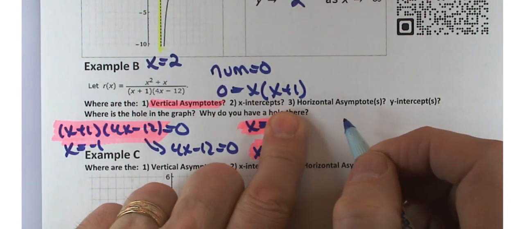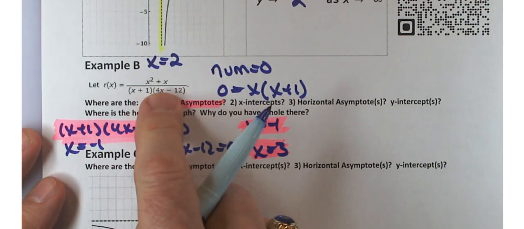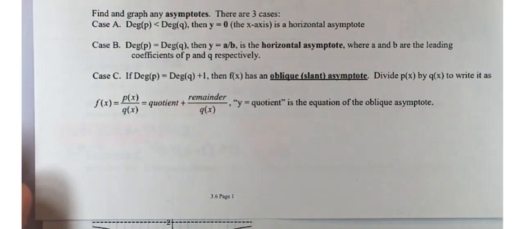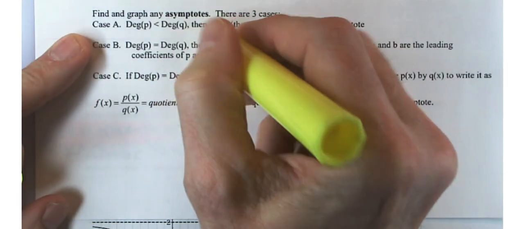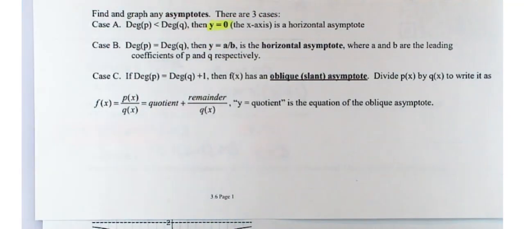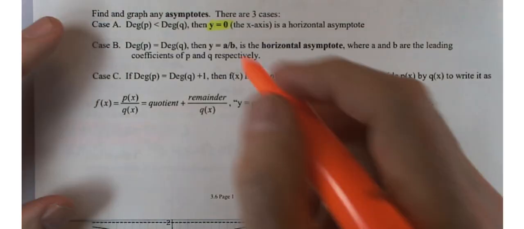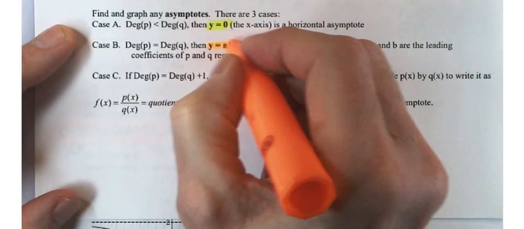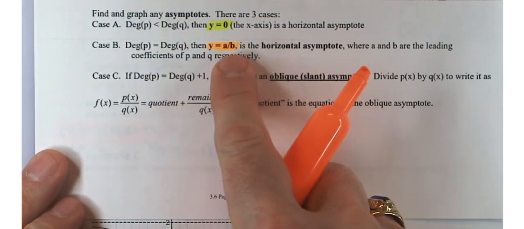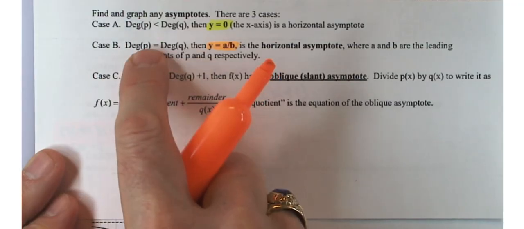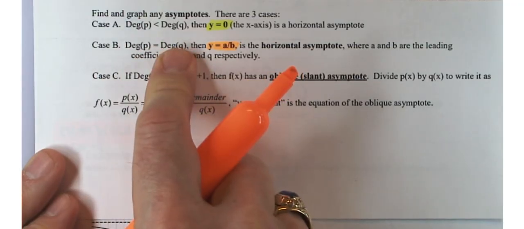Our horizontal asymptotes. Well, we've got 3 cases for horizontal asymptotes. So let's look at those 3 cases. If the degree of the numerator is less than the degree of the denominator, then I'm going to get y equals 0 as a horizontal asymptote. If the degree of the numerator equals the degree of the denominator, then my horizontal asymptote is going to be just some number, a over b, where a is the leading coefficient in the numerator, b is the leading coefficient in the denominator.